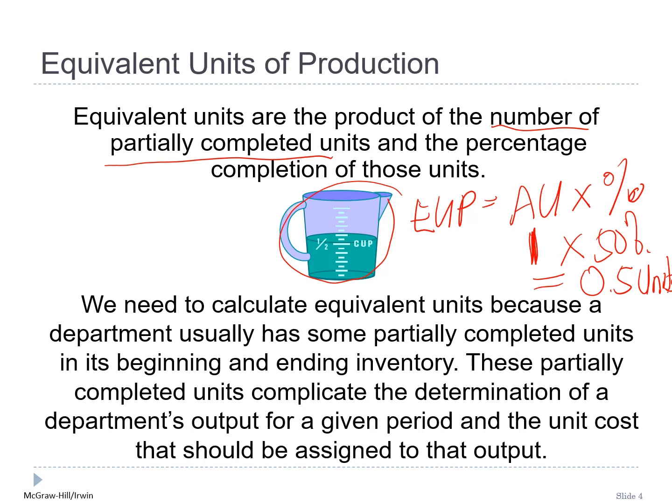It says we need to calculate equivalent units because a department usually has some partially completed units in its beginning inventory and ending inventory.